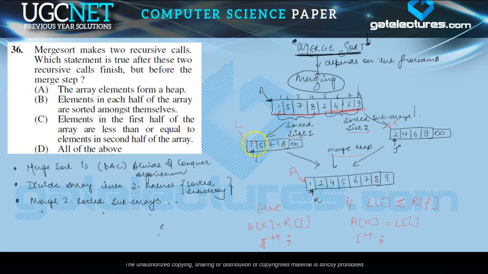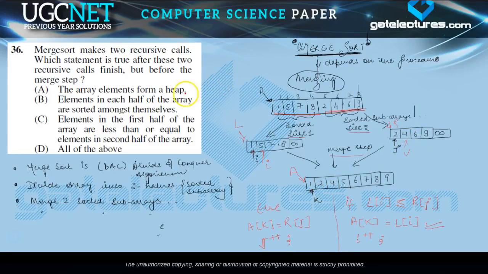So number one, pointer i points to 1, and pointer j points to 2. Pointer one is less than two, so this condition is satisfied, so we put 1 in our original array, and we increment i. Now I compare with this j pointer. Now 2 is less than 5, so this condition is followed. So we put 2 in this array and we increment j.